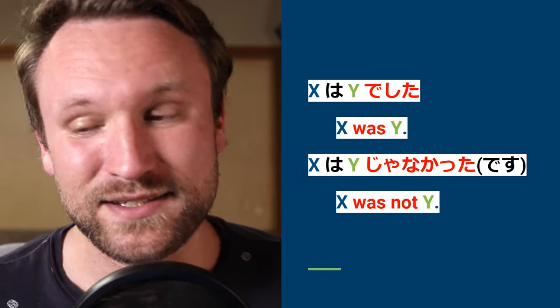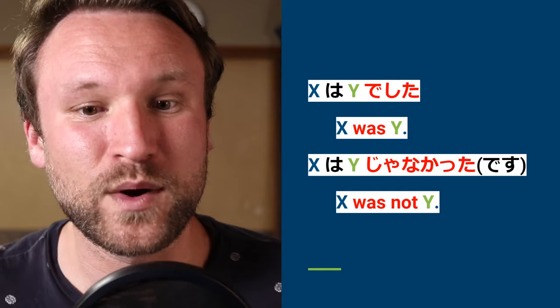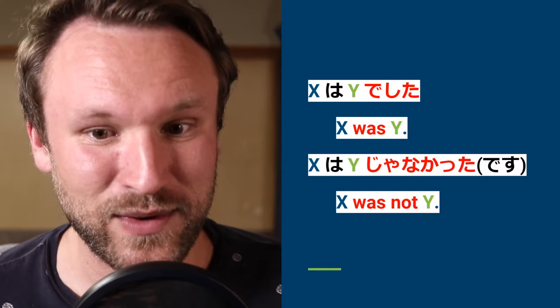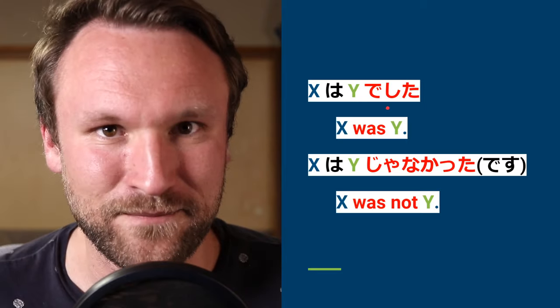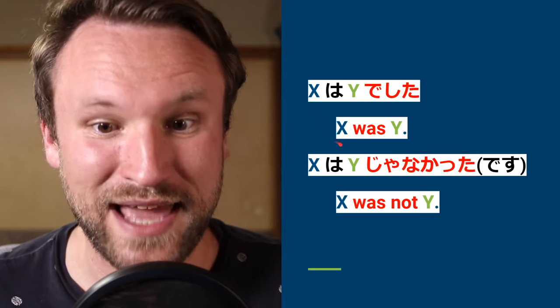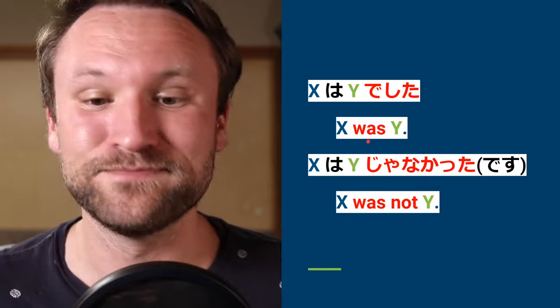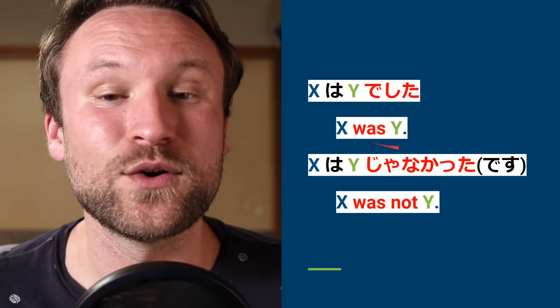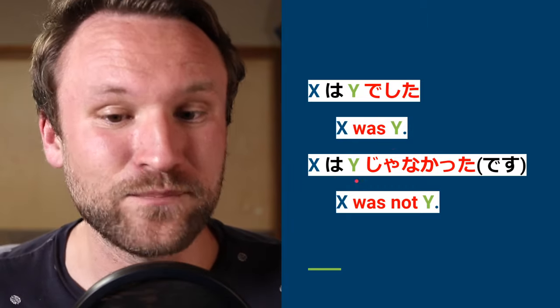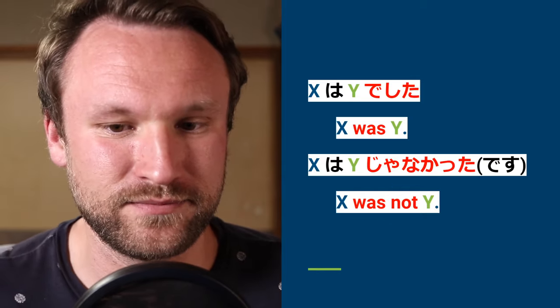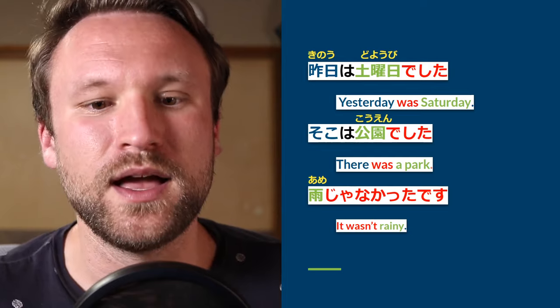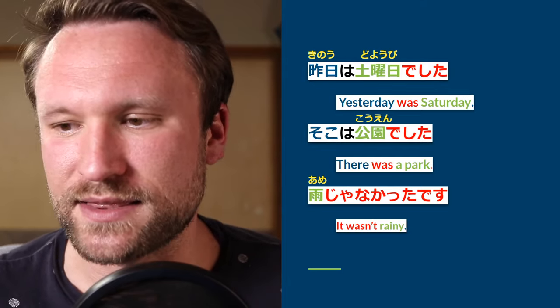Using our sentences from the very first lesson where we learned x, y desu, we can use it with the past tense. X, y deshita. Instead of x, y desu, which is x was or is y, we say deshita, x was y. X wa y janakatta desu. X was not y. That's just the negative. So some example sentences to get this out on the table.